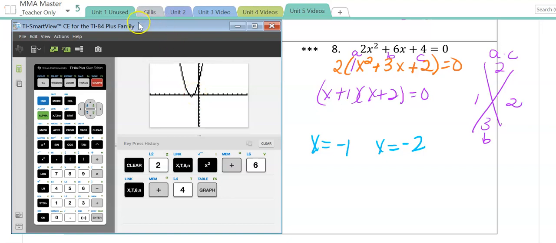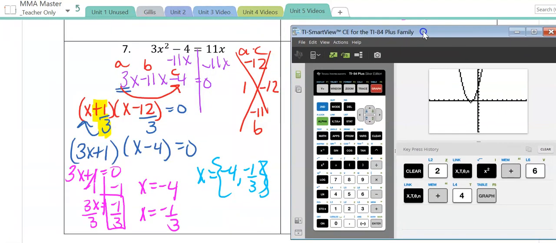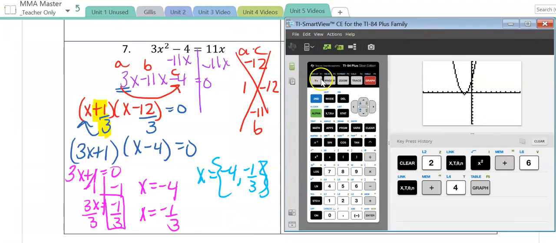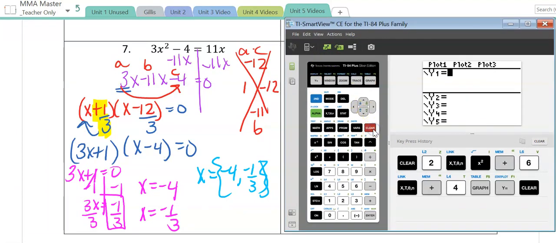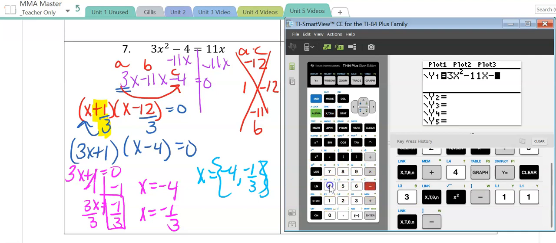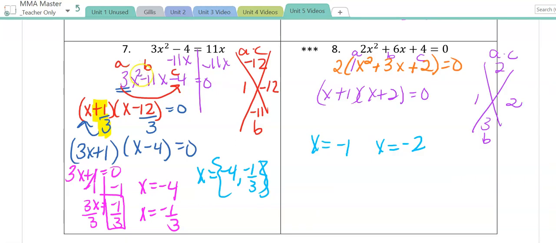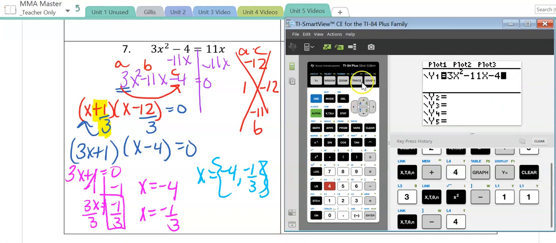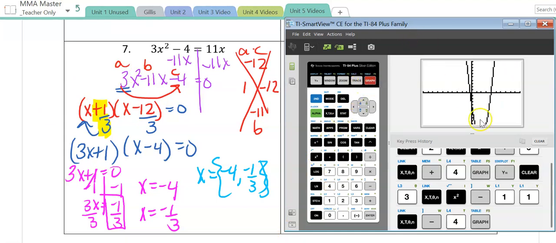All right, so some of those that are fractions as well, let's go check this one also. So I'm going to go over here. I'm going to go to y equals. I'm going to clear whatever's in there, and I'm going to type in the equation 3x squared minus 11x minus 4. And I see right here just now that I accidentally left off my squared, so I'm going to go fix that. Oops, sorry about that. All right. And then I'm going to just look at the graph and see where it crosses. So when I see that it's between 0 and 1, which is -1/3.